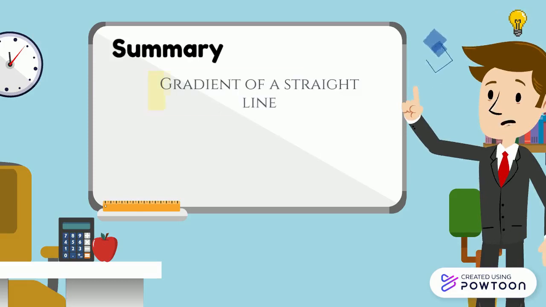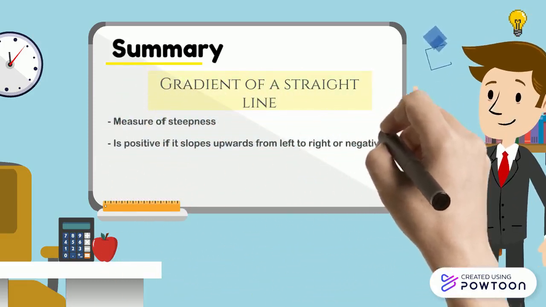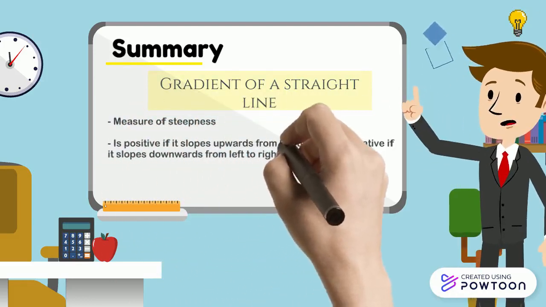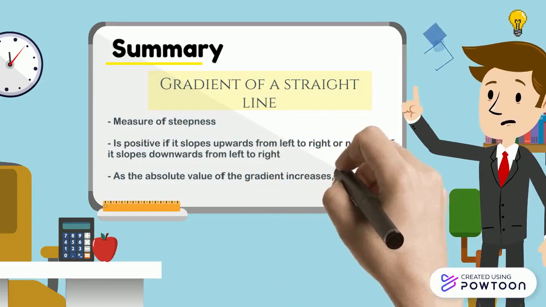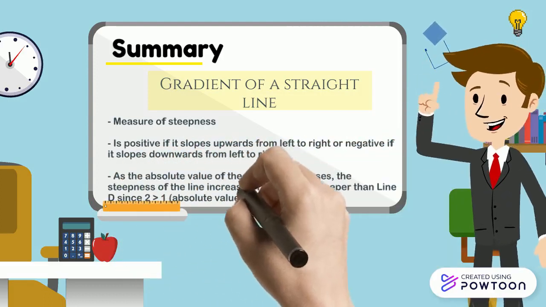In summary, the gradient of a straight line allows us to measure its steepness. It is positive if it is upward sloping from the left to right, or negative if it is downward sloping from the left to right. As the absolute value of the gradient increases, the steepness of the line also increases.